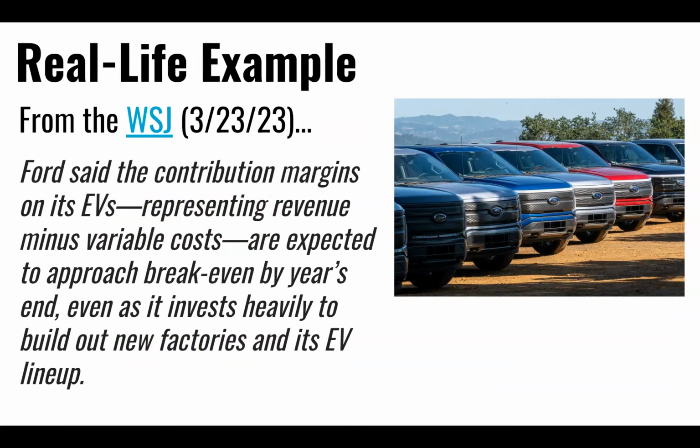But to show you that this is in real life, in the Wall Street Journal back in 2023, there was an article about Ford and electric vehicles. And in that article, it said that Ford believed that its revenue minus variable costs was expected to approach break even by the end of the year. So they were operating at a loss. They hadn't broken even yet. They weren't earning a profit, but they did expect in the near future to be able to get to a point of a break even. And so it justified staying open. There are times when it makes sense for firms to operate even when they're losing money.